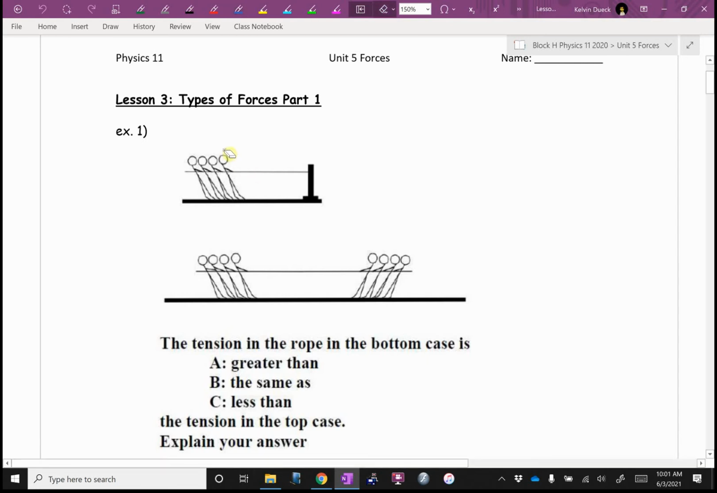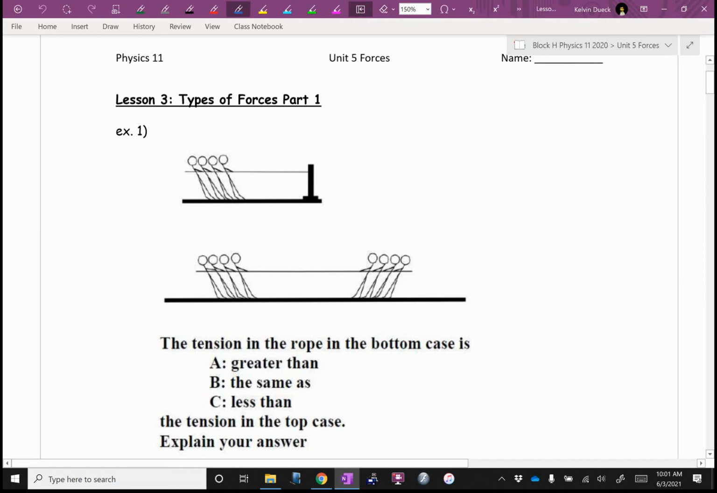So in the top case, we have 4 humans. Let's make them all identical humans so they all pull with the same strength, just to make the concept easier. And they're pulling on this post. In the second diagram, we have 8 humans. Let's again make them all identical humans pulling in opposite directions. The tension in the rope here compared to the tension in the rope here. The tension in the rope in the bottom is A, greater than, B, the same as, or C, less than the tension in the top case.